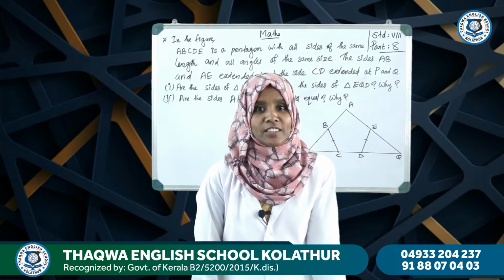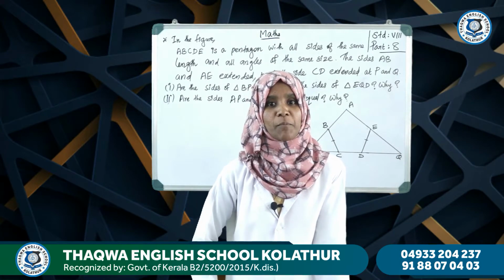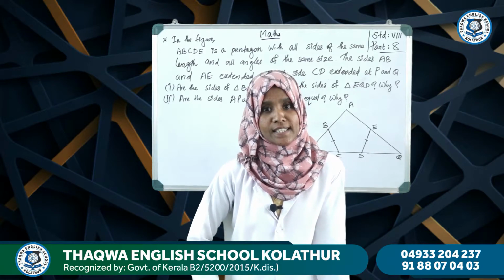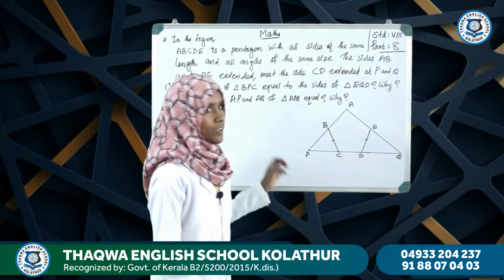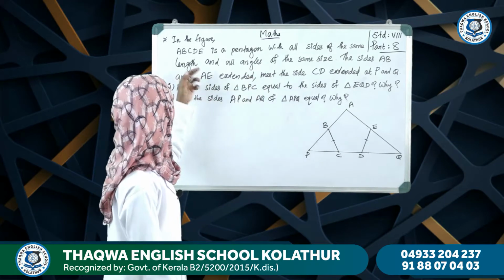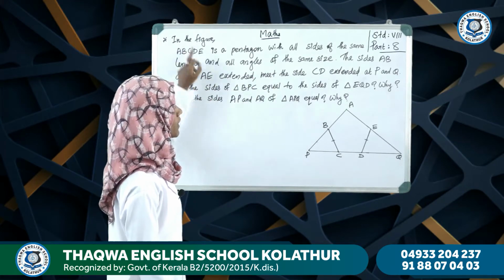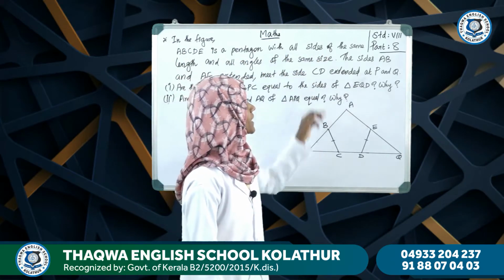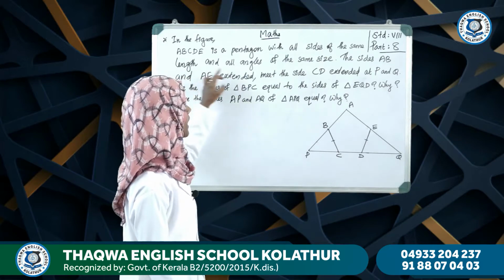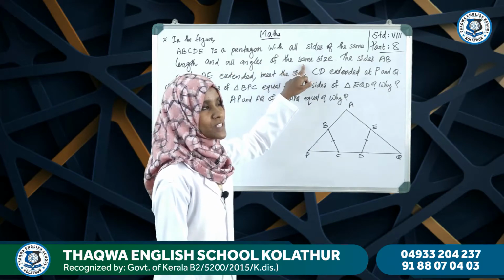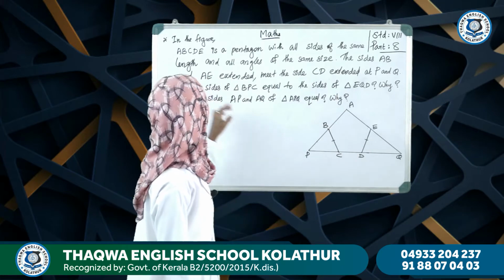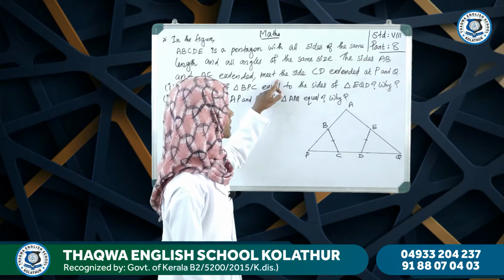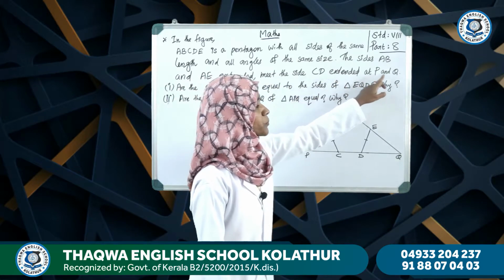Dear children, today we are going to discuss some problems based on the concept one side and two angles. All of you listen to the board. Our question: in the figure, ABCDE is a pentagon with all sides of the same length and all angles of the same size. The sides AB and AE extended meet the side CD extended at P and Q.